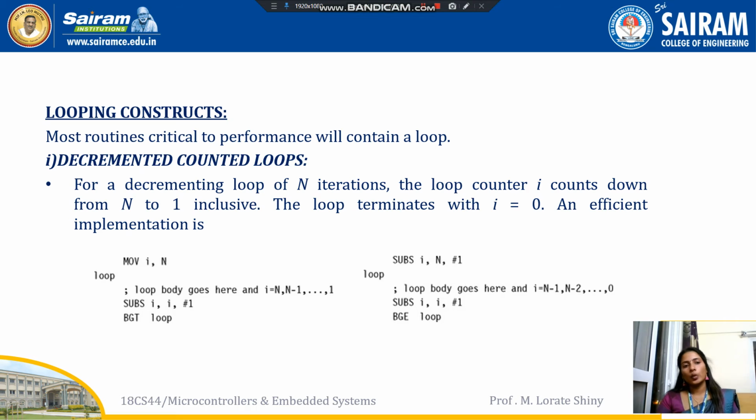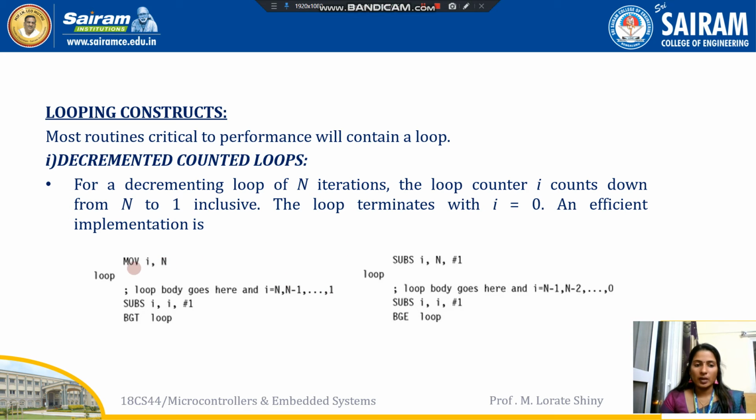Next is looping constructs. In most assembly language programs we have loops. There are different kinds of loops. First one is the decremented counted loop. In a decremented counted loop, for an n iteration loop, the loop counter I counts down from n to 1, or n minus 1 to 0.